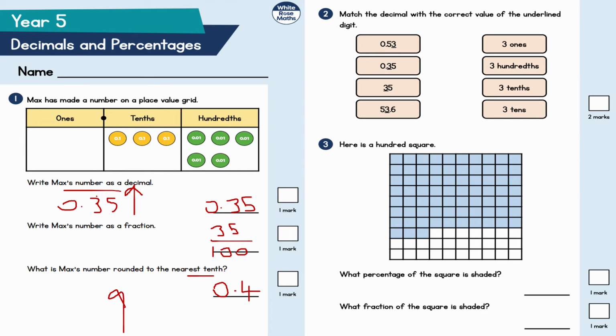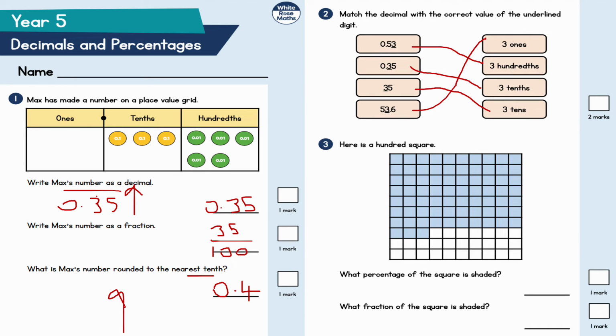This is question number 2, guys. Match the decimal with the correct value of the underlying digit. 0.53, so that's 3 hundredths. 0.35, that's going to be 3/10. And then 53.6 is 3 ones, or units.